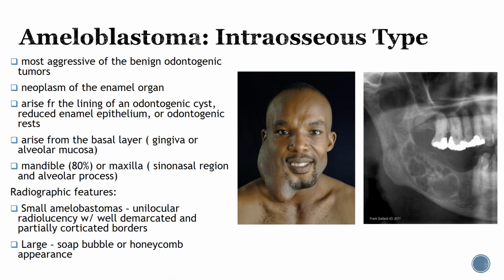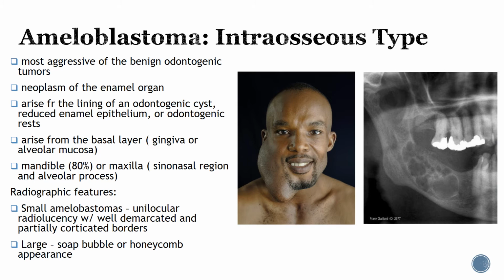Ameloblastoma, intraosseous type, is considered the most aggressive of the benign odontogenic tumors. It is a neoplasm of the enamel organ which recapitulates the cells necessary for tooth crown development. Intraosseous ameloblastoma arises from the lining of an odontogenic cyst, reduced enamel epithelium, or odontogenic rests. In the soft tissue of the oral cavity, specifically the gingiva or alveolar mucosa, they may arise from the basal cell layer. Intraosseous ameloblastoma occurs in the mandible and maxilla, with the mandible accounting for about 80% of all cases.